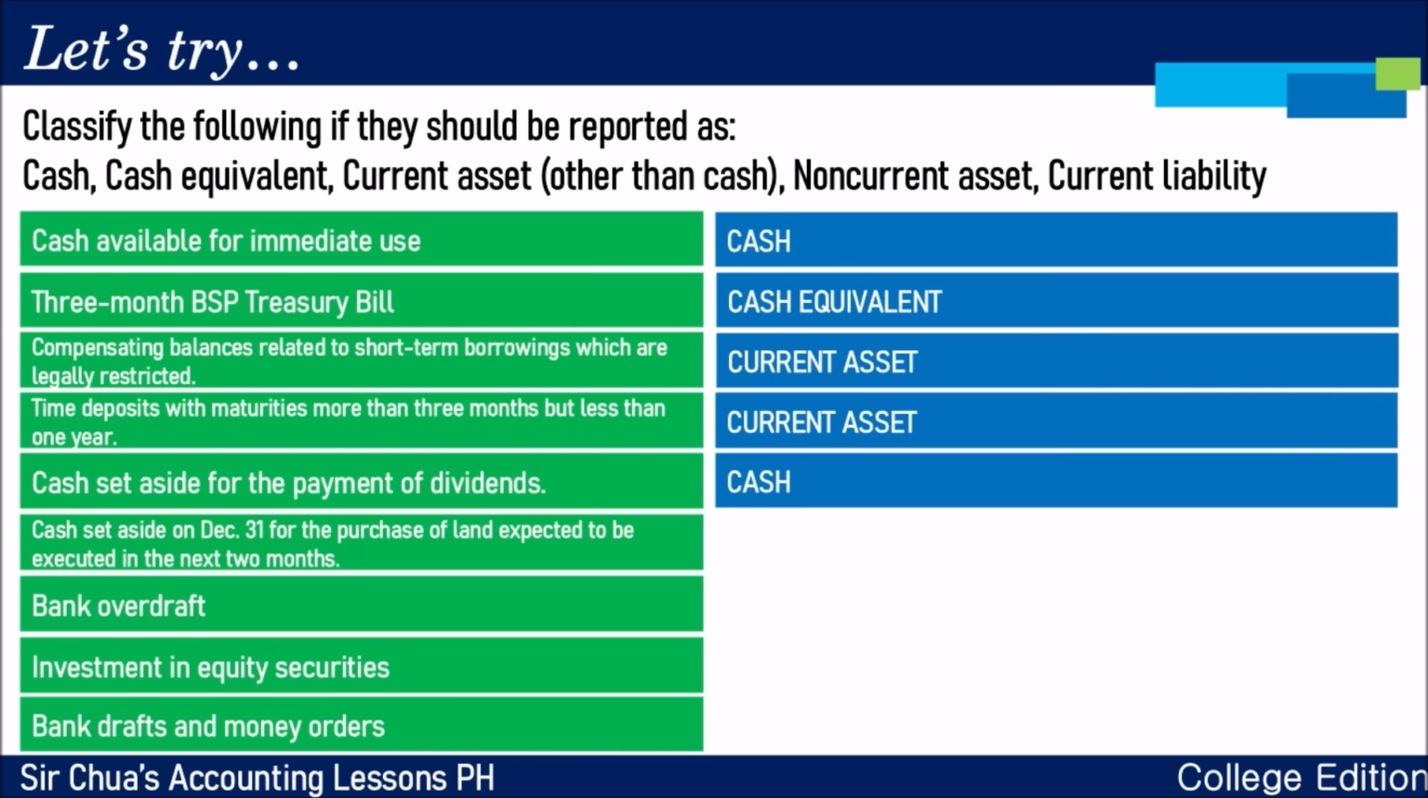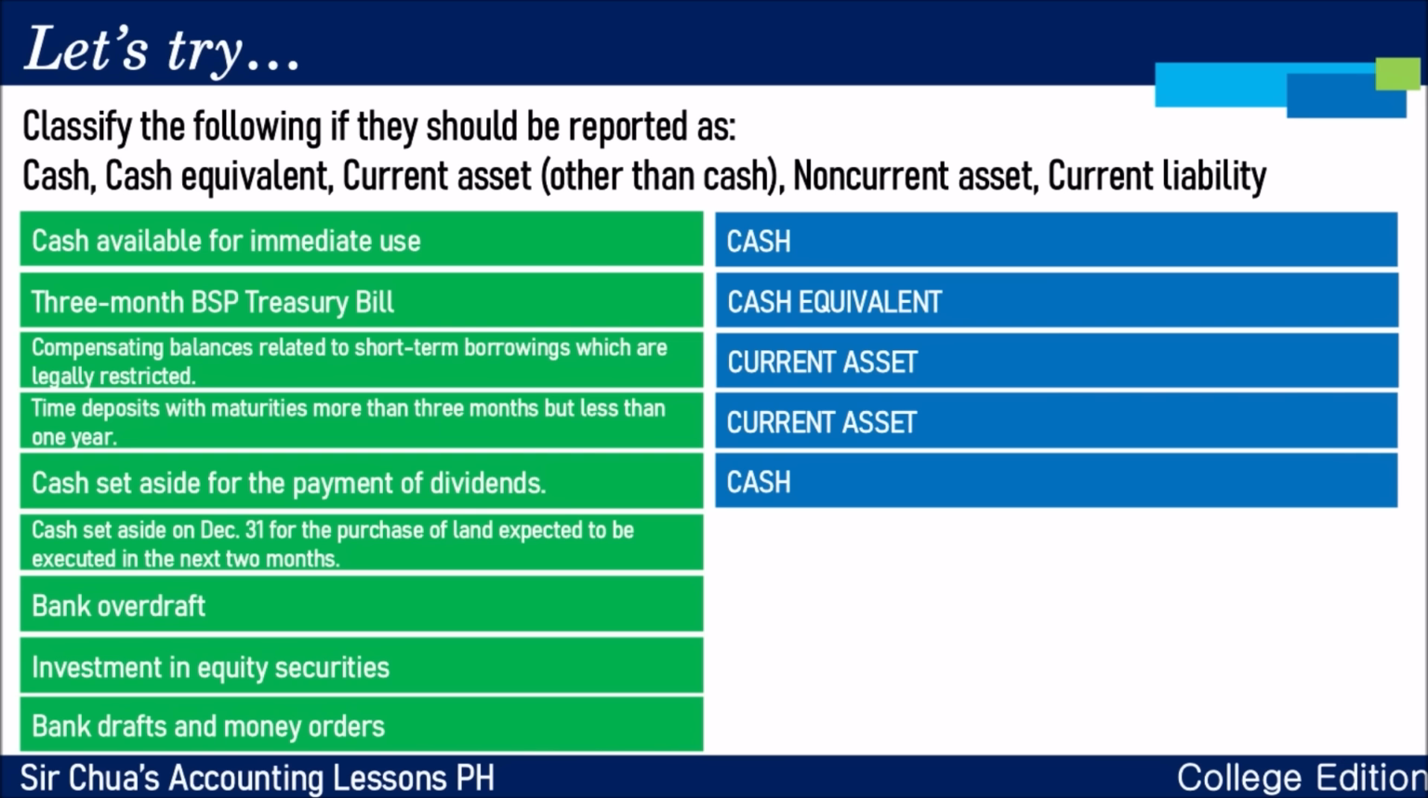How about the cash set aside on December 31 for the purchase of land expected to be executed in the next 2 months? Tingnan niyo yung time period muna. In the next 2 months, ay gagamitin din naman na natin yung cash na sinet aside at the end of the reporting period para bumili ng land. Pero, ang lagi niyong titignan is yung purpose kung bakit tayo nag-set aside, not the timing. Okay? Again, always look for the purpose, not the timing kapag ka po mga ganyan ang itsura ng ating problem.